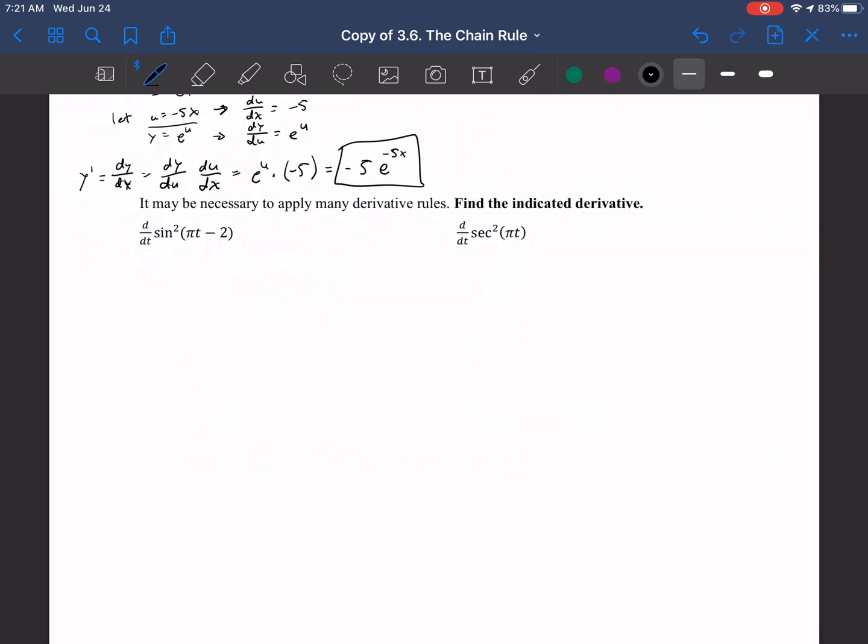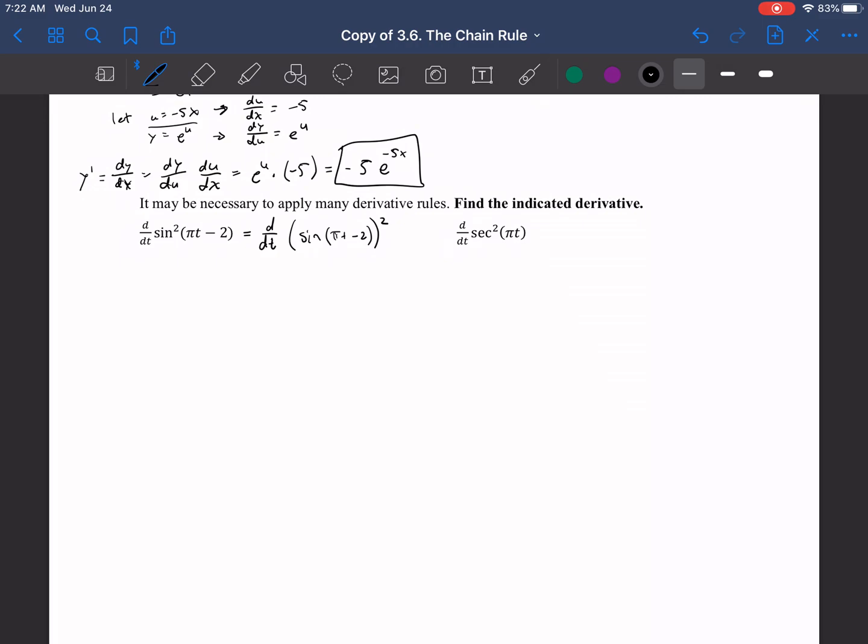We've got sine squared of pi t minus 2. So if you look at this, we actually have something that's really more like this. We're doing the derivative of sine of pi t minus 2, squared. So when we see this, we actually have an outer function with the squared, then inside that is a sine, but then inside that again is a pi t minus 2. So we have a function inside of a function inside of a function, which means you have to kind of double chain rule it.